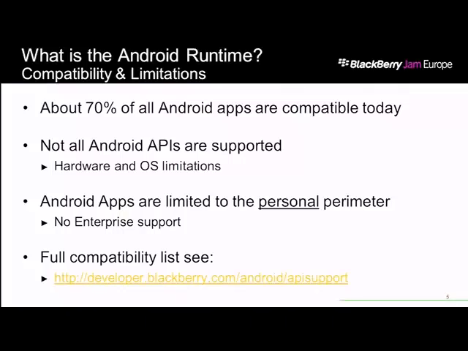Another point to note is that Android apps are limited to the personal perimeter, meaning there's no enterprise support. With BlackBerry 10, we have the idea of Balance, where you have two different partitions if you're an enterprise customer, and Android apps stay on the personal side. For the full compatibility list, you can head over to our website on our Android page, and you can see all the details of specifically what is not supported, and we also have an area for the exceptions of support, where we support things but you have to do some changes.